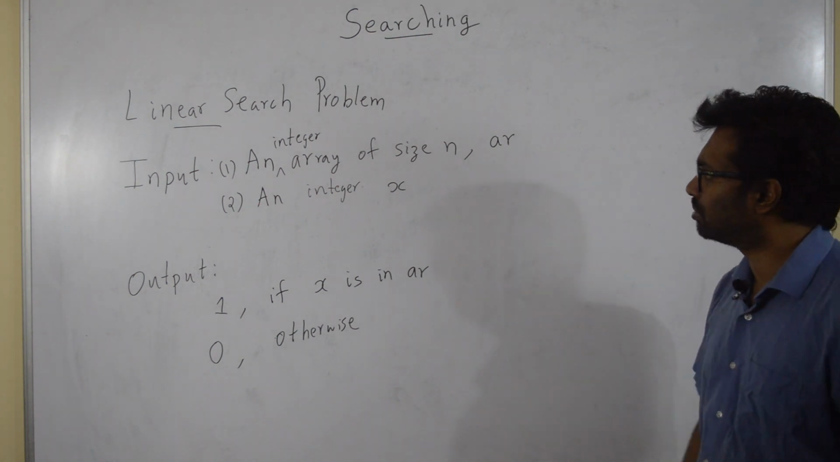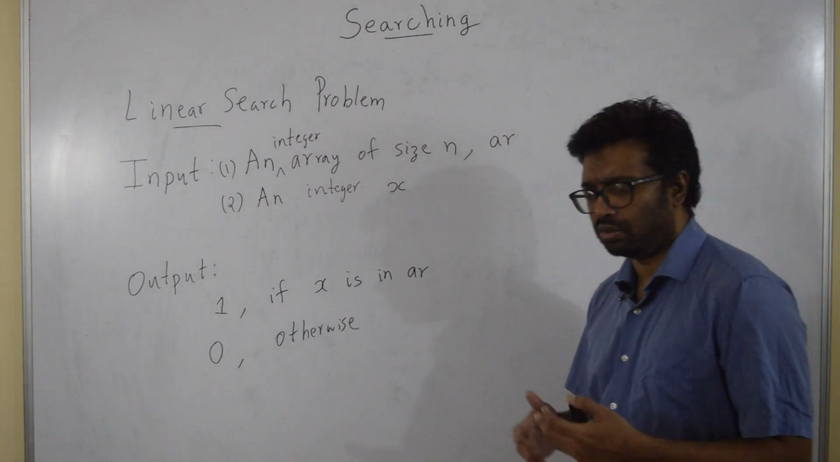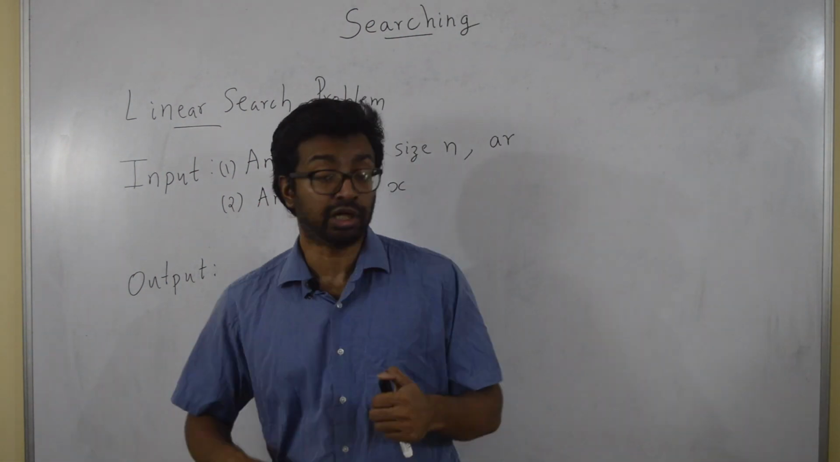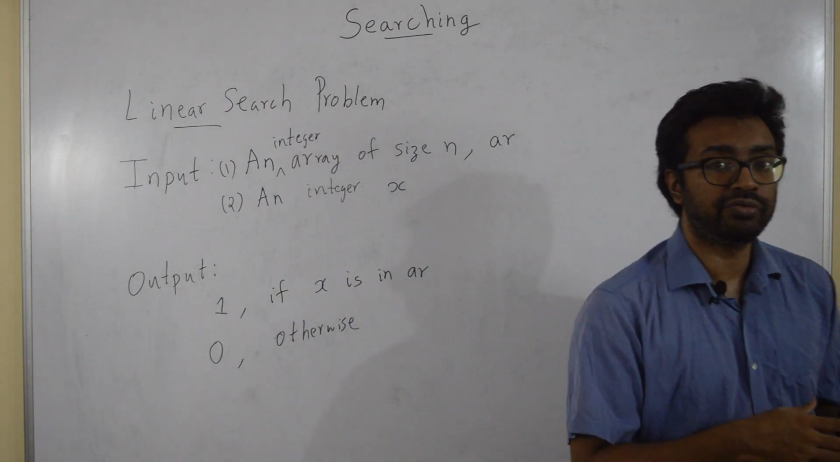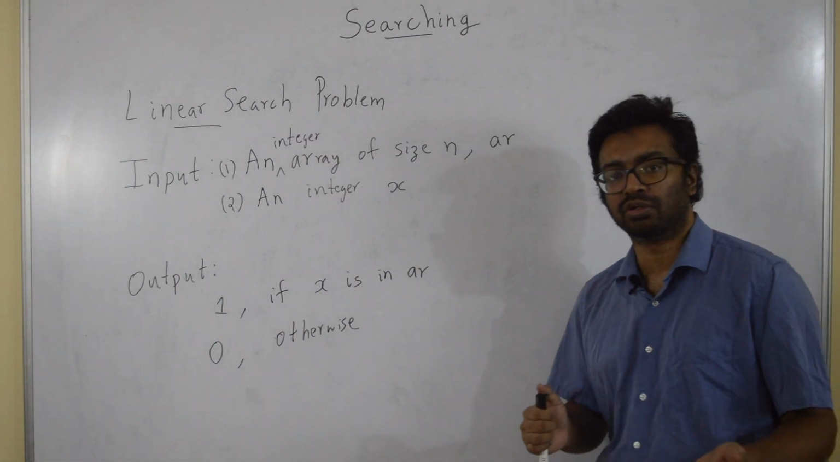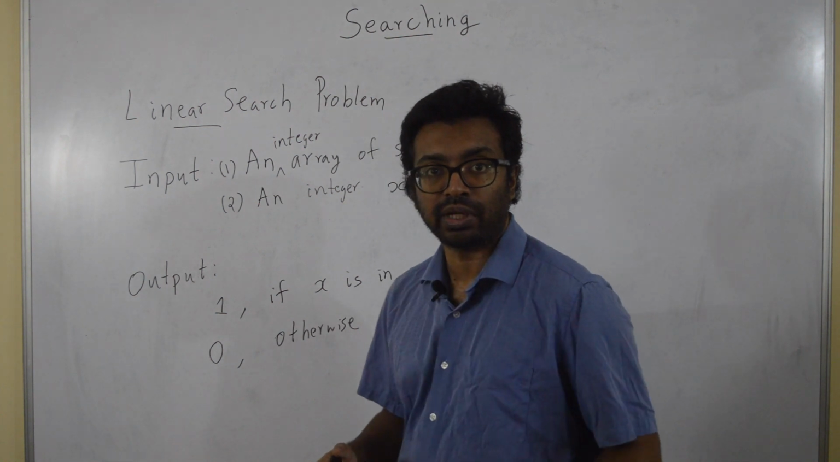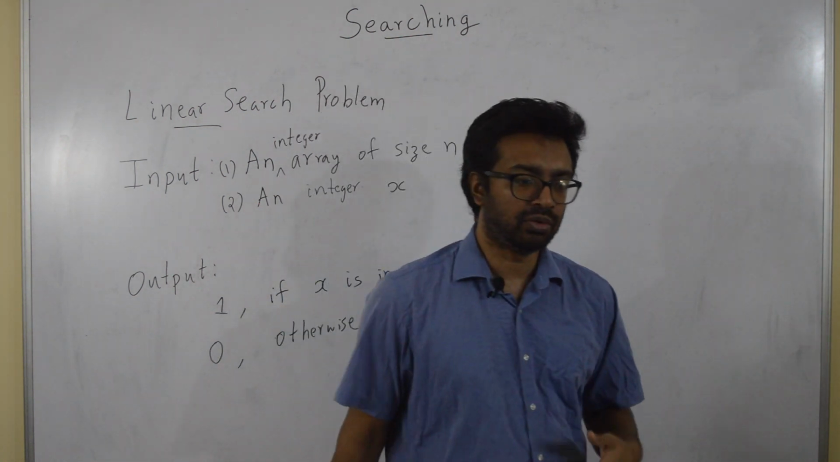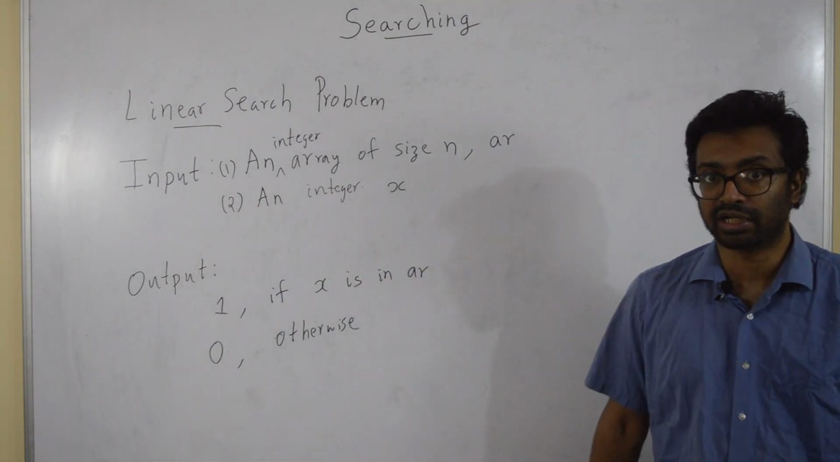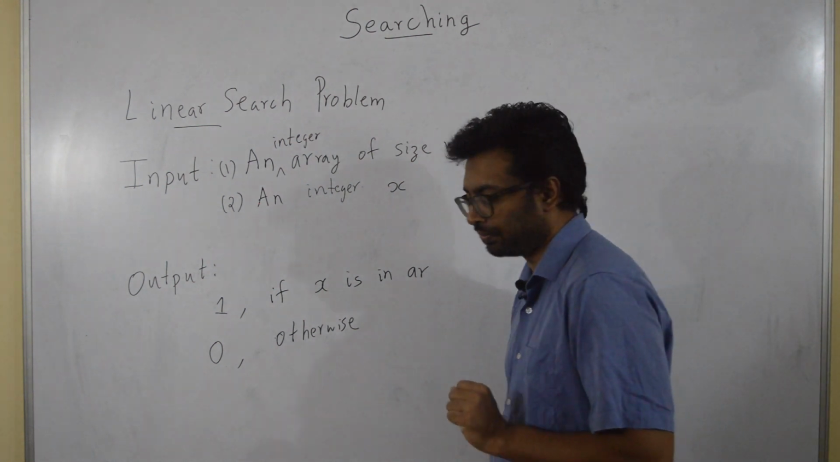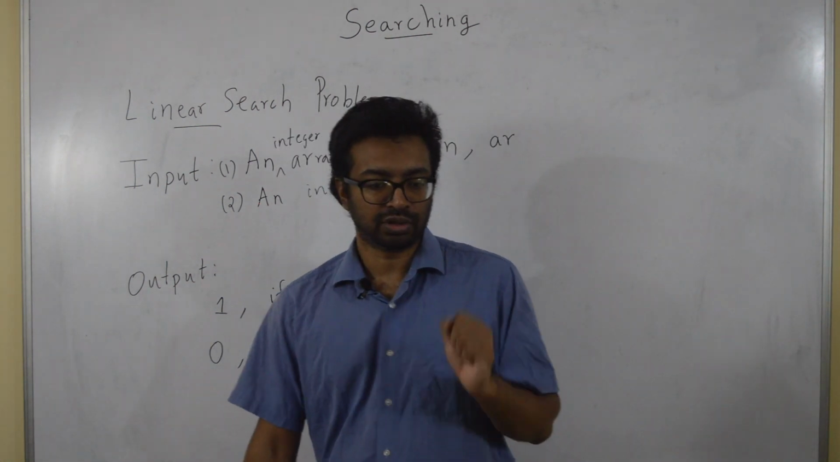So this is a problem. How are you going to solve this? From now on, whenever we look at an algorithm, we are also going to calculate the running time, the time complexity, the asymptotic running time of that particular algorithm. We'll have to do that also.